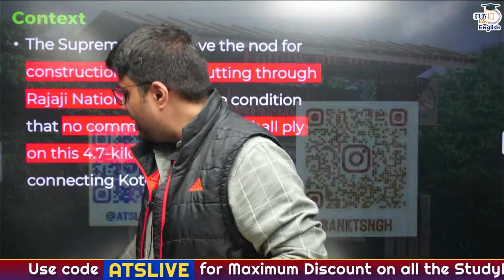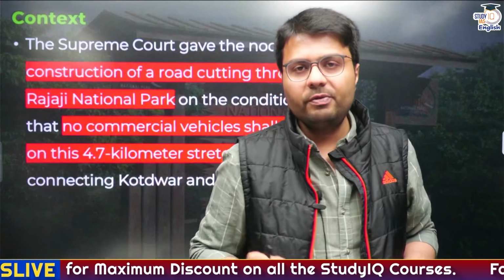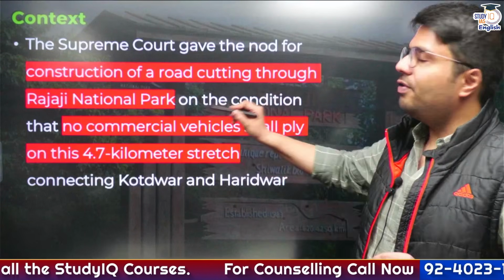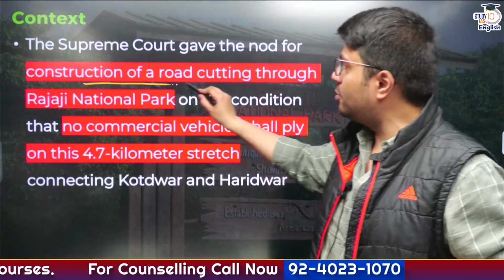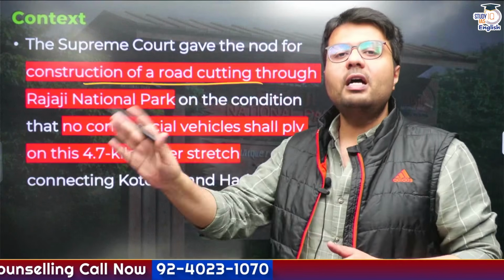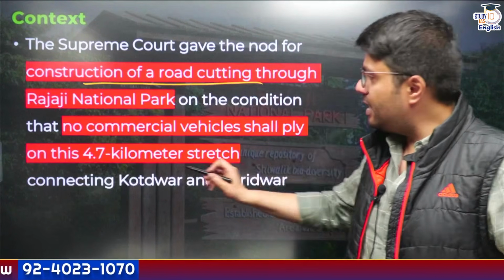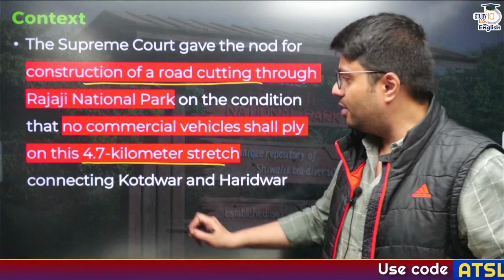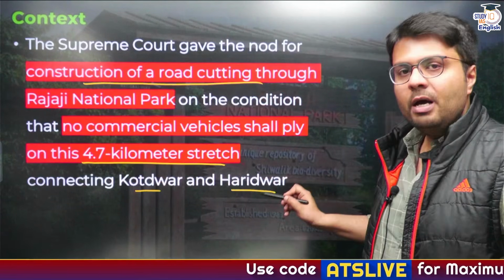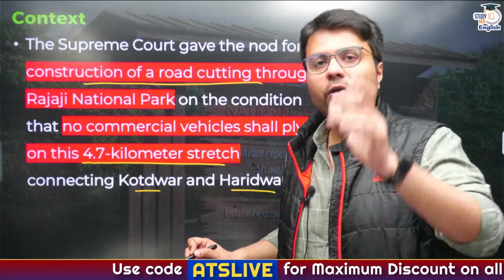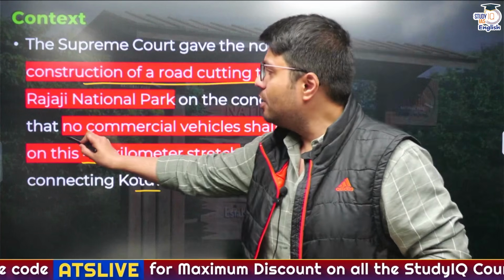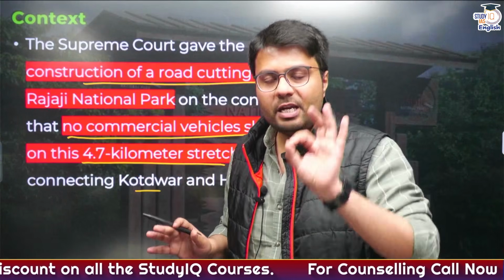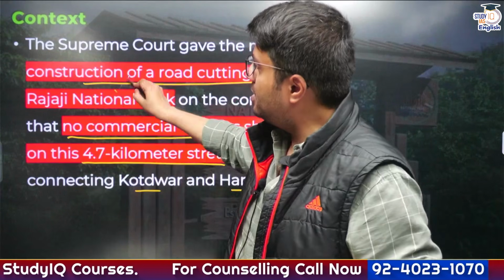So let us start by understanding the reason why we are covering Rajaji National Park today. The Supreme Court last week gave the permission for starting the construction of a road which cuts through the Rajaji National Park. This road is a 4.7 kilometer long road which connects the nearby districts of Kotdwar and Haridwar. But the Supreme Court has given the permission for construction of this road provided that no commercial vehicles shall go through it.